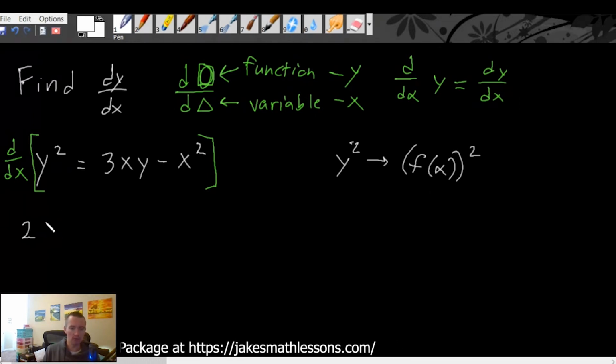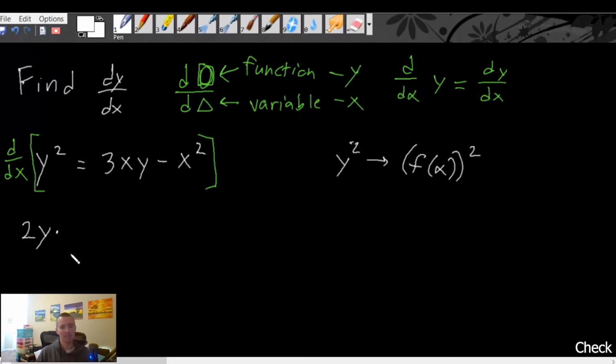So we'll bring the 2 down in front, leave the inside function alone, which is just y, and then lower our power by 1. 2 minus 1 is just 1, so 2y to the first is just 2y. And then by chain rule, we have to multiply this by the derivative of the inside function. Well, the inside function is just y, and like we said up here, the derivative of y is just dy dx.